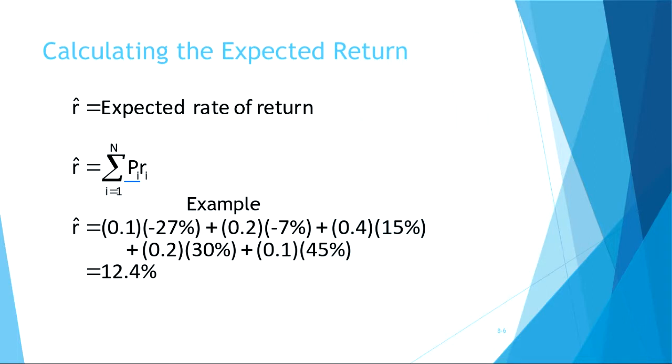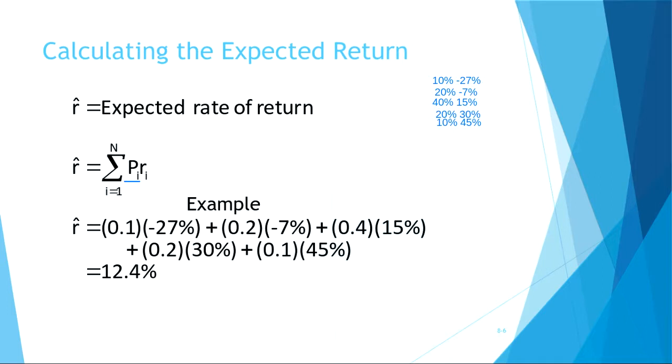Assume we have, here is the example, let me write here. We have a 10% probability of getting a minus 27% return, and a 20% probability of getting a minus 7% return. A 40% probability of getting 15%, a 20% probability of getting a 30% return, and lastly a 10% probability of having a 45% return.